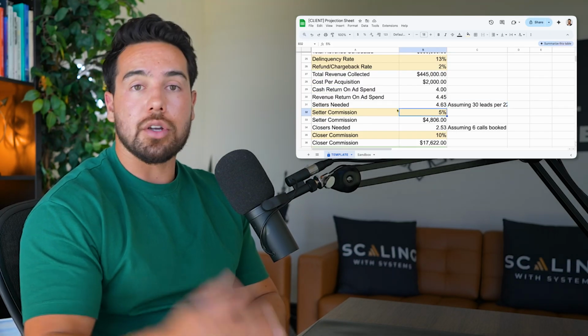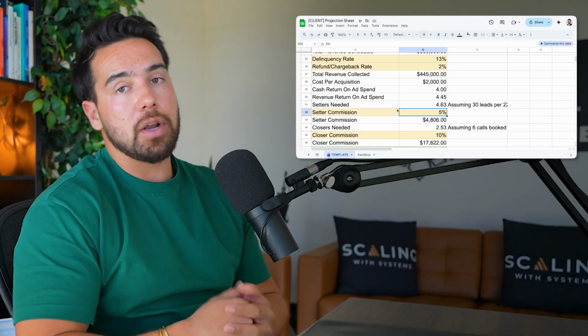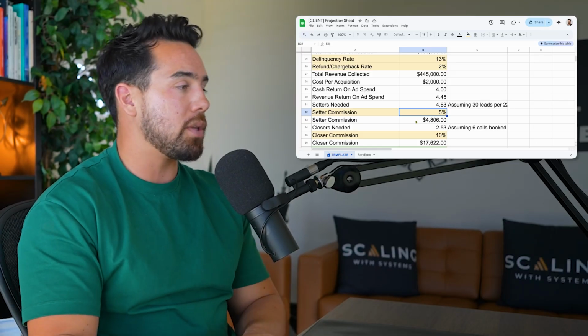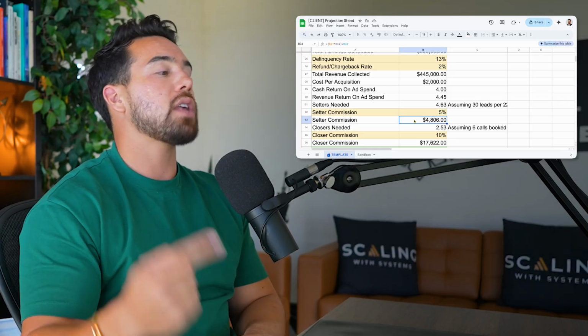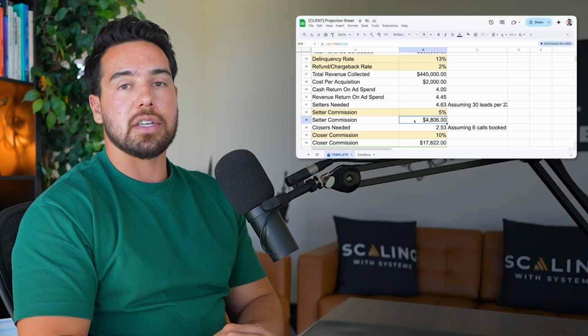Then you have your setter commission. So this varies person to person. It could be 3%, 5%, 10%, but you want to put that inside there. And this means that your average setter commission is $4,800 in this example.